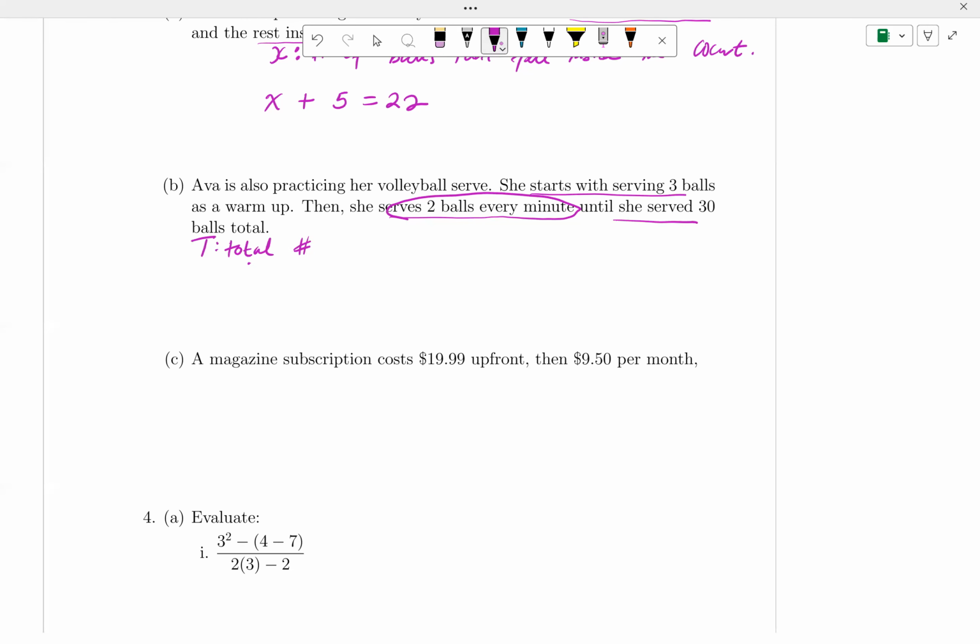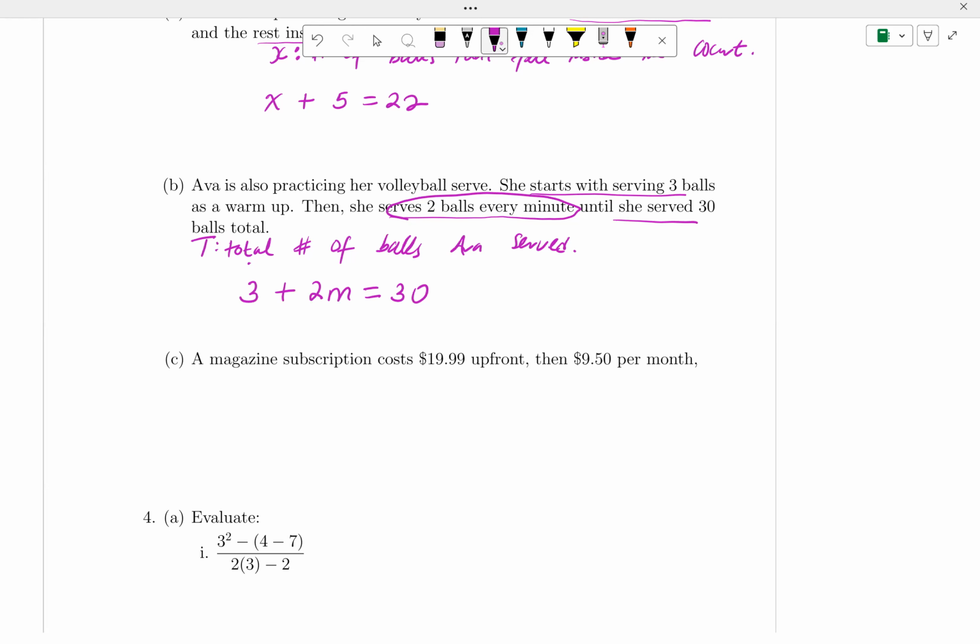Total number of balls Ava served. You do not have to be as elaborate as I am, so you can use fewer words in the interest of time. But we know that Ava served 3 balls, and then she is serving 2 balls every minute for a grand total of 30 balls.